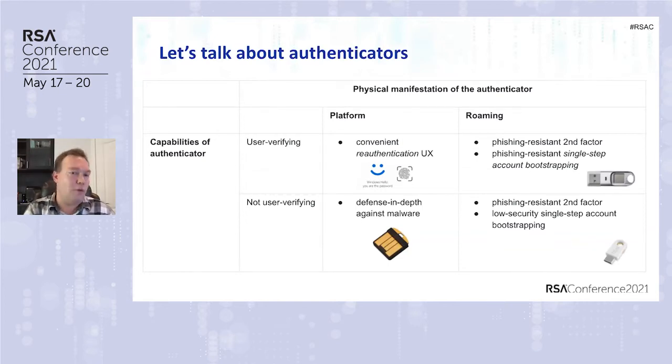The other implementation that we've seen a lot, and one that's very interesting and I want to talk more about today, is the one on the upper left side, the platform user verifying authenticator. Those are typically things like Windows Hello, Touch ID, Face ID, the fingerprint on Android. Those are the types of biometric authentication modalities that are also coupled to key stores on these various platforms, which web properties can use pretty much today as a way to conveniently re-authenticate users into their web properties. This use case is old, right?